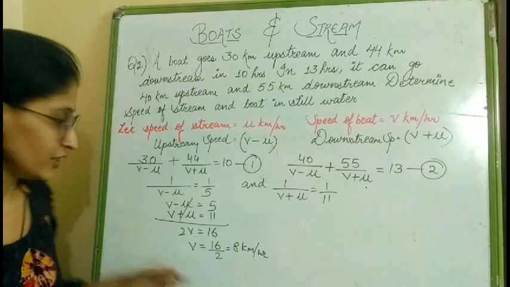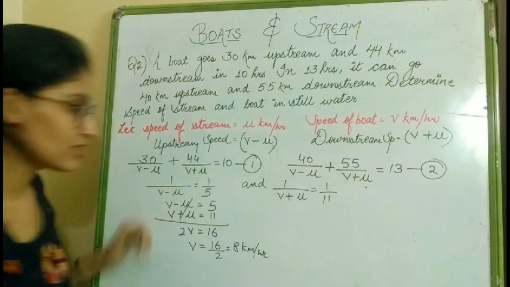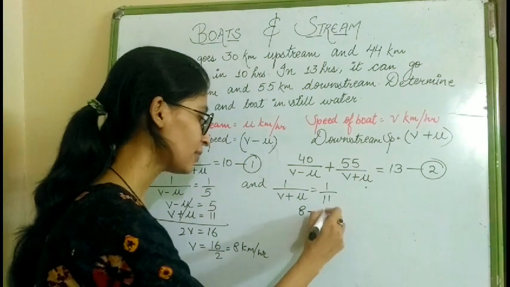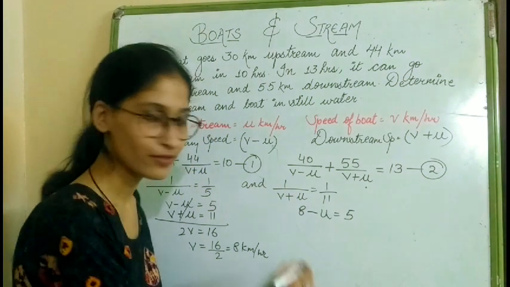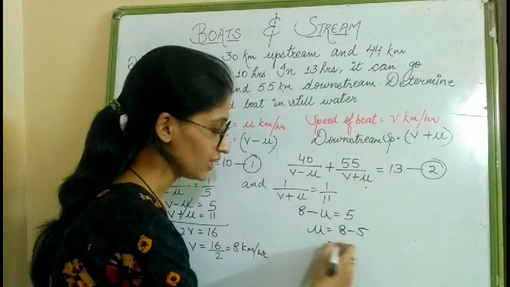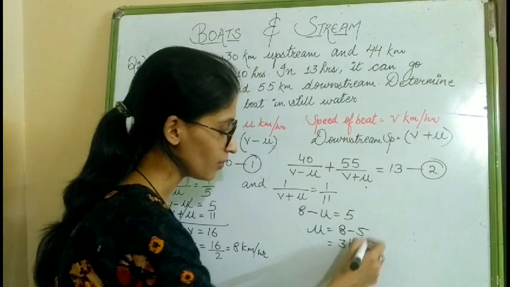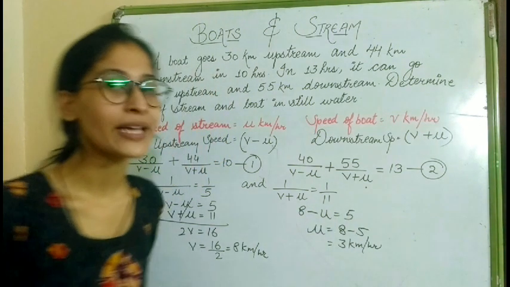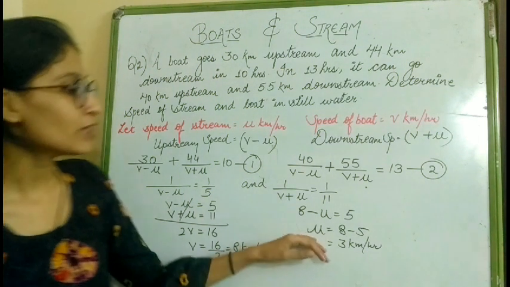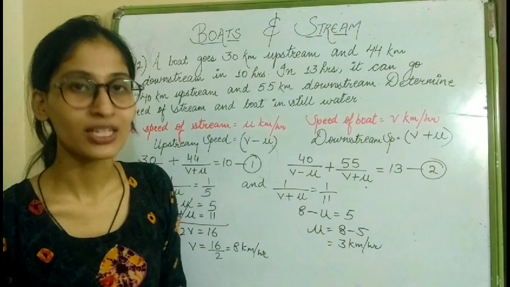Substitute this value of v in either of the equations. So putting this in equation 1, I am going to get 8 minus u equals 5. So value of u will be 8 minus 5, that is 3 km per hour. So my speed of boat in still water is 8 km per hour and speed of stream is 3 km per hour.